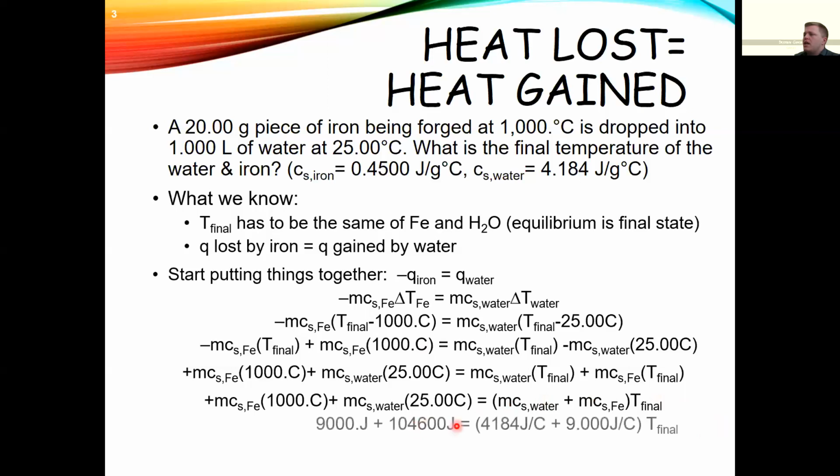We can plug that in. And I'm just skipping all the plugging in of numbers, going right to the answers here. But then we can just take this number on the right side of the equation and divide it over onto this side. So we get these two added up divided by these two added up, and our final temperature is 27.09 degrees Celsius.